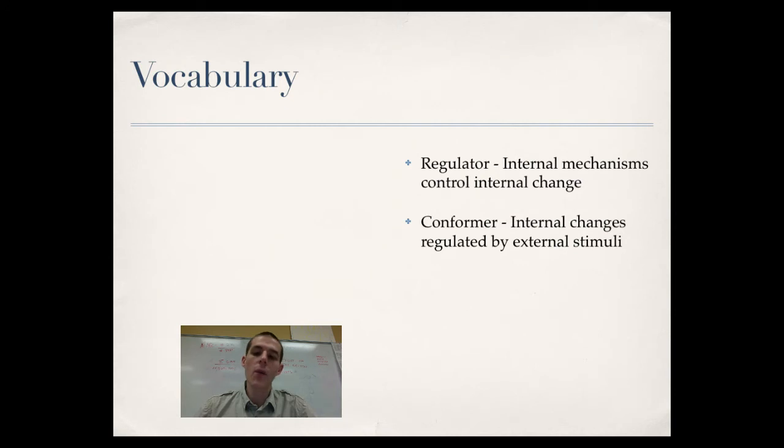Then you've got a conformer, where internal changes are regulated by external stimuli. This would be something like a cold-blooded organism, an ectotherm. Temperature goes up and down outside, and their body temperature goes up and down along with it. They conform to the external environment. Homeostasis is just balance, and this is the healthy working state of any organism's body. If you are sick or injured, you are not in homeostasis.